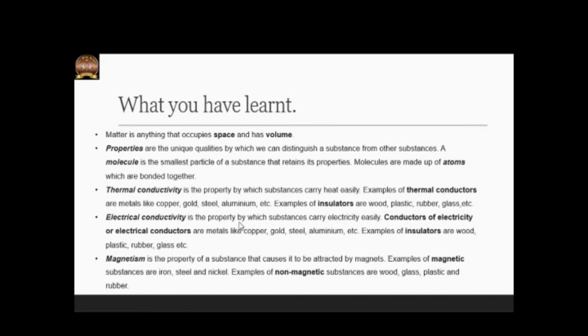Electrical conductivity is a property by which substances carry electricity easily. Conductors of electricity or electrical conductors are metals like copper, gold, steel, aluminium, etc. Examples of insulators of electricity are wood, plastic, rubber, glass, etc. Magnetism is a property of a substance that causes it to be attracted by magnets. Examples of magnetic substances are iron, steel, and nickel. Examples of non-magnetic substances are copper, gold, plastic, and rubber.